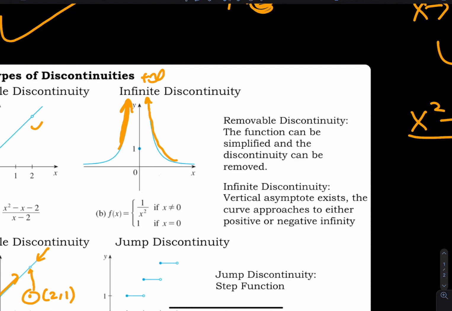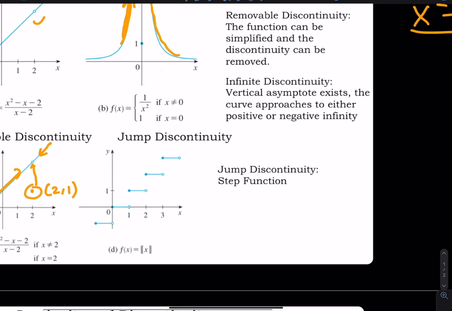It's not connected. The last one is a jump discontinuity. This is called a step function. All right, this one you won't see very often, so you don't need to worry about it. Jump discontinuity means, so you can clearly see that, let's say we pick this piece, x approaches 1 from the left is not the same as x approaches 1 from the right. So the left limit and the right limit are not equal. That means they are not joining at the same point. So the function is not continuous at that point.